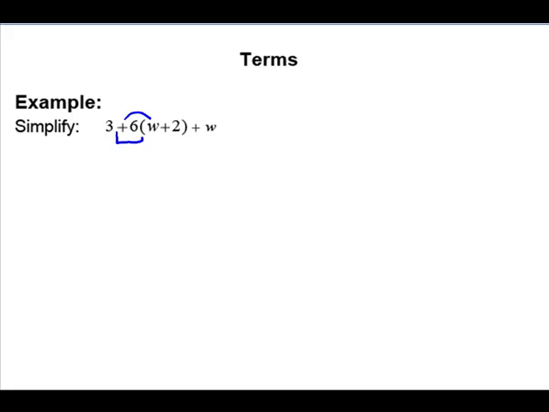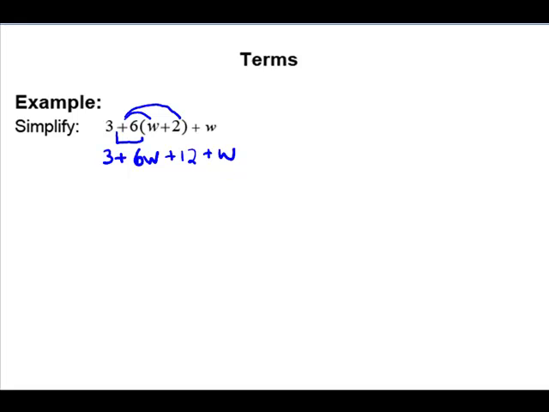So we're going to distribute the 6 to the parentheses. So 6 times W will give us 6W. 6 times 2 will give us 12. Take the parentheses off and bring down the rest. So I'm going to bring down the 3. I need a sign for my 6W. And I'll bring down the W.